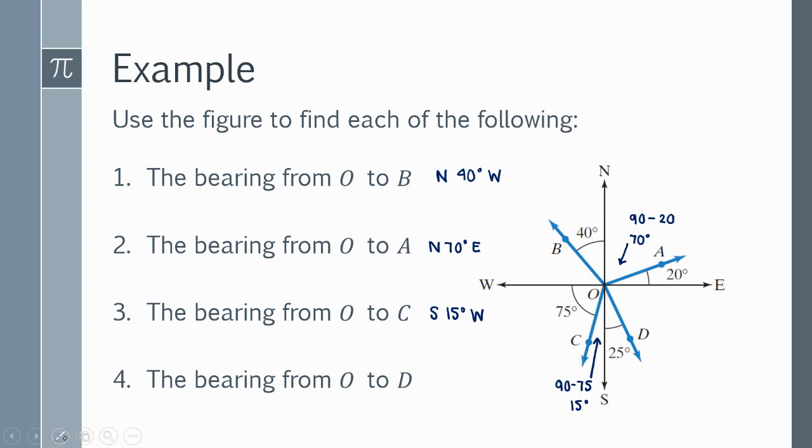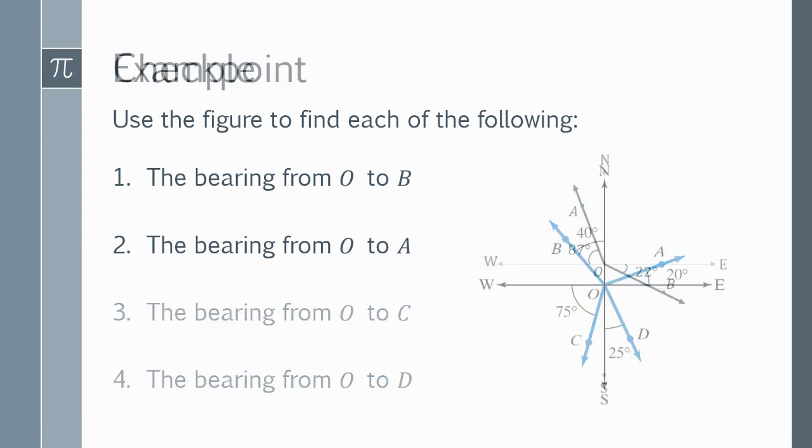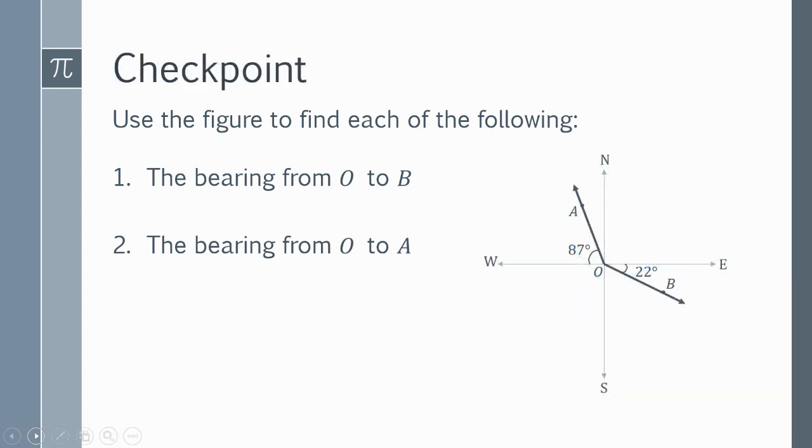And then finally, the bearing from O to D. So we're looking at the ray here in the fourth quadrant. Notice that the angle that's given is formed by that north-south line. So that 25 degrees is the measure that I want to use. In the fourth quadrant, because we are going down, it's south, we'll keep that 25-degree angle. We're going to the right, so we are going east. So south 25 degrees east is my bearing. So go ahead, pause the video, and see if you can find the bearings of these two problems.